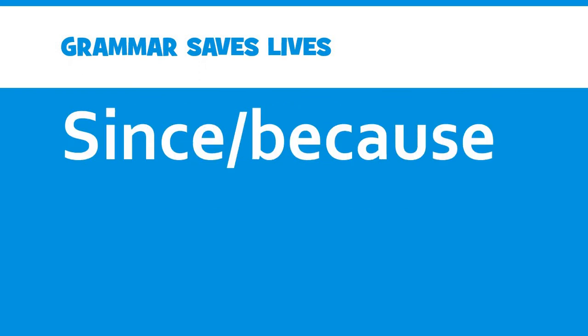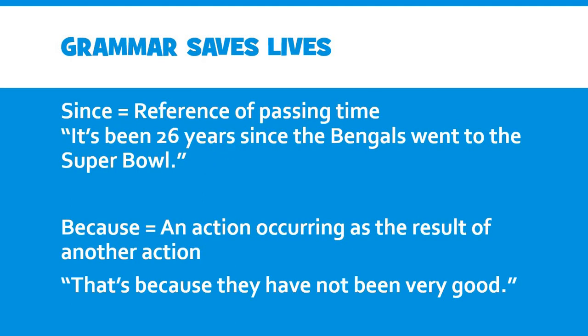And finally, since and because. This one is really common in media writing, and it's easy to mess up. Since refers to the passing of time. So it's been 26 years since the Bengals went to the Super Bowl. Because is an action occurring as the result of another action. It's cause and effect. So the example there is, that's because they have not been very good. Don't get these two mixed up. They will be points off if you do, because they mean very different things, even though we colloquially use them as the same thing.